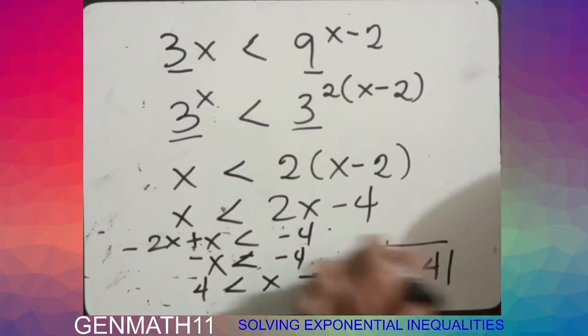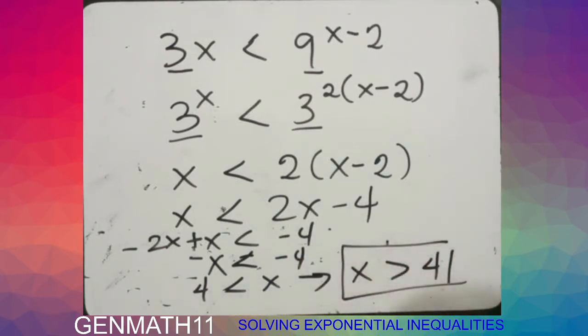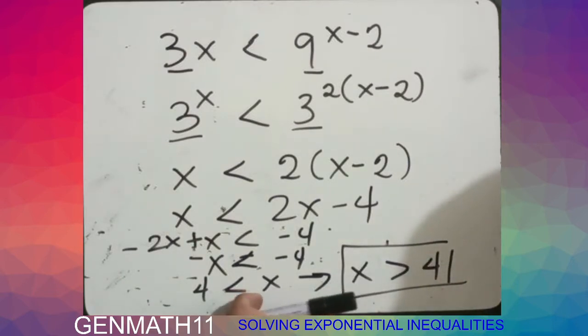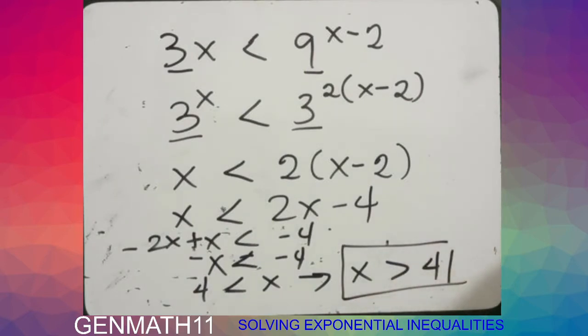So, ito na yung final answer. x is greater than 4. The same lang din naman sila. Ang pinagkaiba lang is, dun sa nauna nag-multiply tayo ng negative 1 both sides, pero kailangan magbago din yung kanyang inequality symbol. Magbabaliktad siya. Okay? Siguro naman nalinawan na kayo dito for this example. So, magbigay pa tayo ng another example.